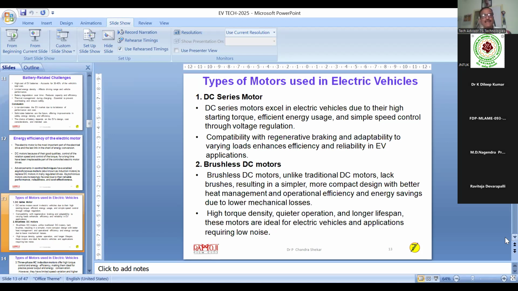The next best was brushless DC motors. Most of the two-wheelers, scooters use the brushless DC motor. Brushless DC motors, unlike traditional DC motors, lack brushes, resulting in a simpler, more compact design with better heat management and operational efficiency, energy saving due to lower mechanical losses. It has several advantages over the DC motor: high torque density, quieter operation, longer lifespan. These motors are ideal for electrical vehicles and applications that require low noise.